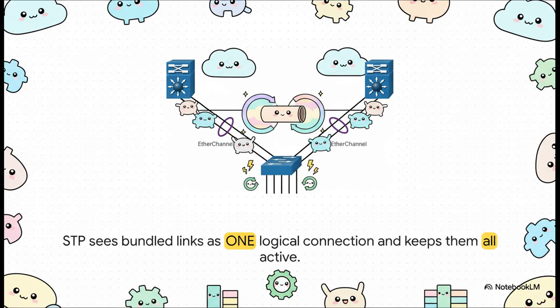And here is the magic trick, as you can see right here in this diagram. By bundling, let's say, 4 physical links into one logical port channel, spanning tree doesn't see 4 different paths anymore. Nope, it just sees one giant data highway. And since there's only one logical path, there's nothing for STP to block. All of your links stay up, all of their bandwidth gets combined, and just like that, problem solved.